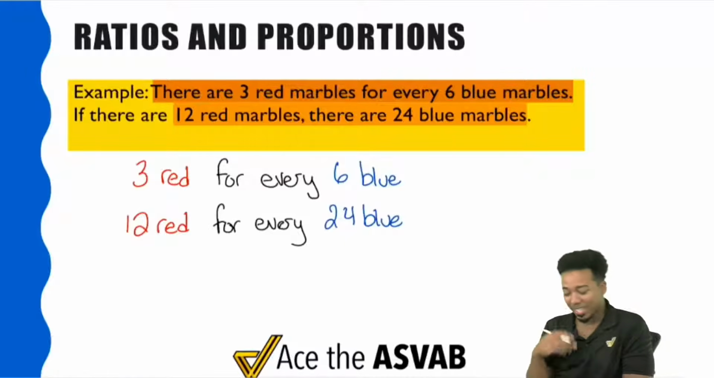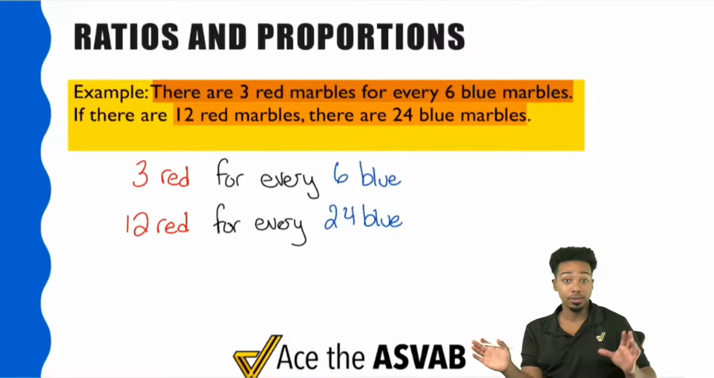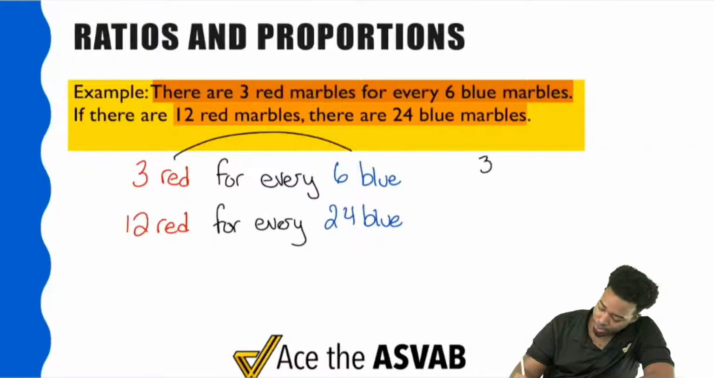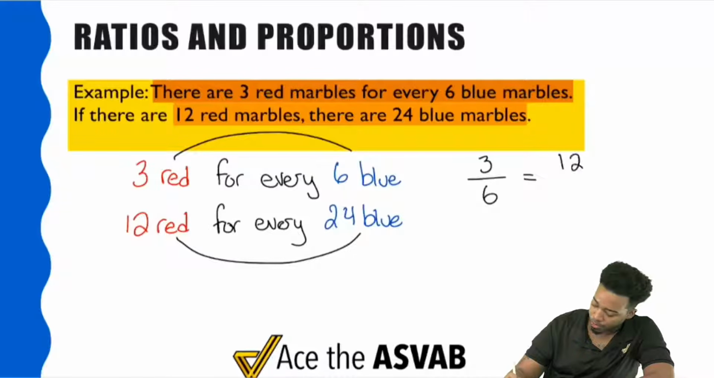So what I'm going to do is I'm going to set up this proportion. As long as you compare the same things in the same way, you're good. So I'm going to just compare red to blue. Here at first we have 3 to 6. And then over here, red to blue. Again, compare the same way, 12 to 24.